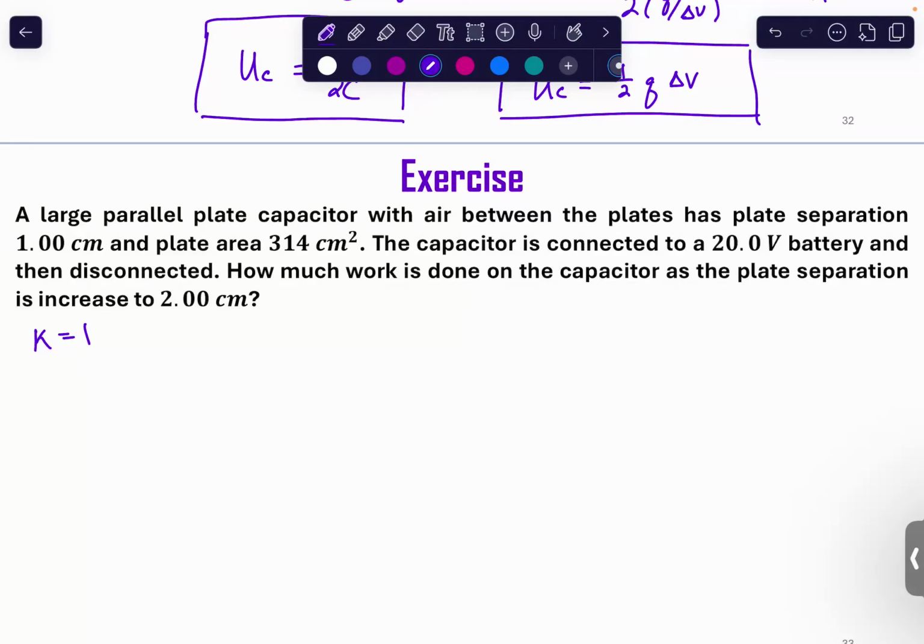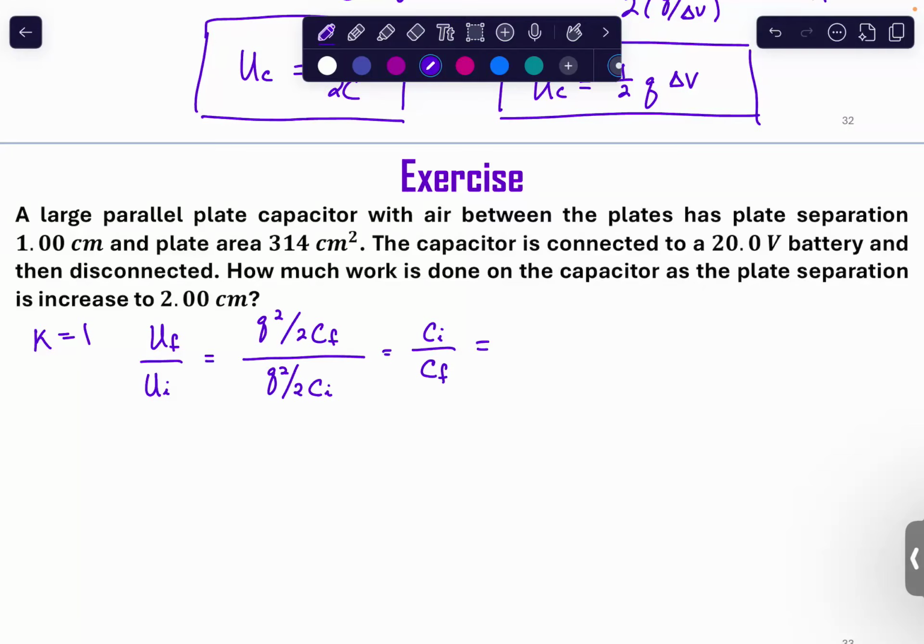So I'm going to help you with the first part. Then I want to see if you know how to use it. So the first thing I want to do is I want to do a ratio of my final energy to my initial energy. So that's going to be Q squared over 2 final capacitance, over Q squared over 2 initial capacitance. You can see it's C initial over C final.